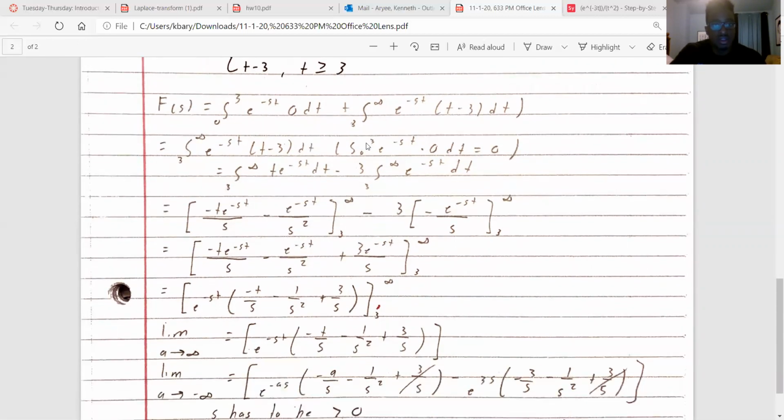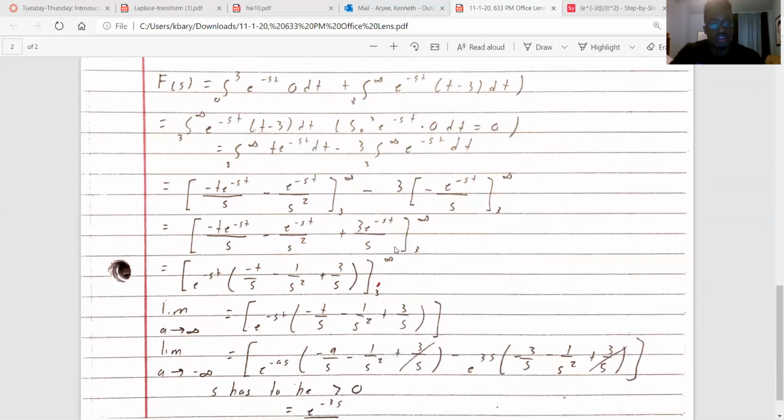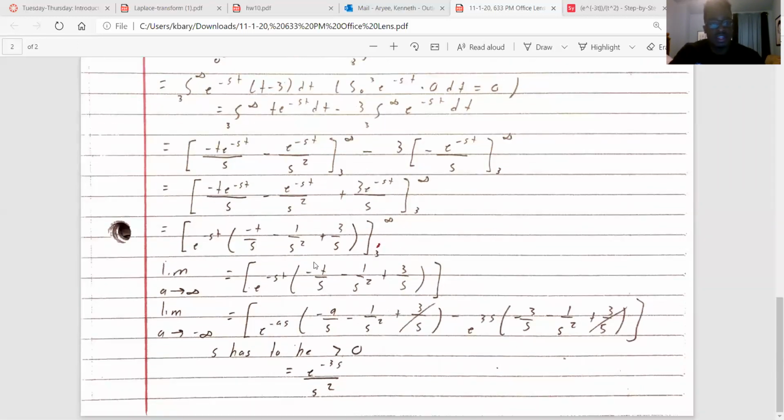After you come down to this part and you do the integration, I don't want to go through the integrations one by one because that's not what this lecture is about. It's about the transform. You simplify it down to this, and at the end, the answer that you get is e to the negative 3s over s squared.